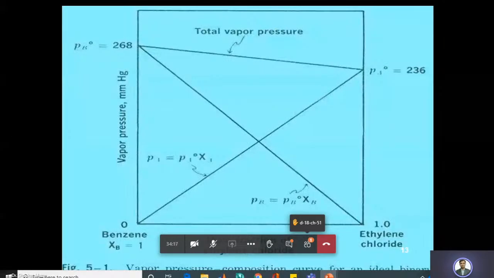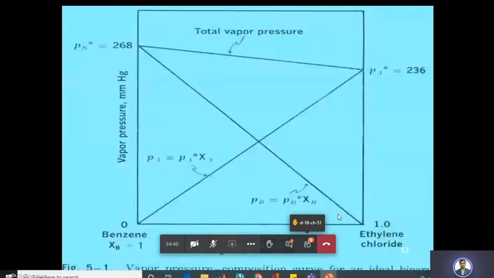Now it's A, because it is pure, so we can say it's the vapor pressure in the pure state. So 236 mmHg is actually the vapor pressure of component A in the pure state. Now here you can see mole fraction is 1. When mole fraction is 1, it means that it's in pure form.